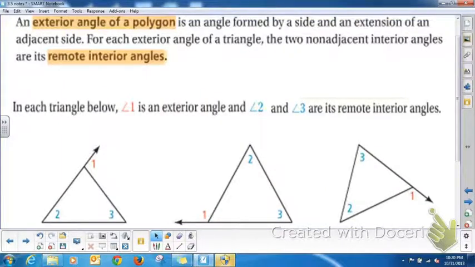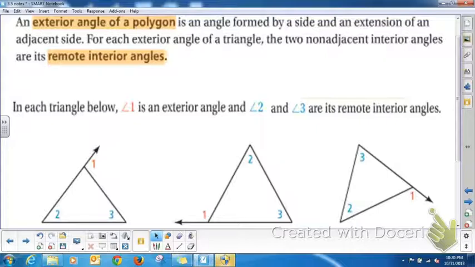The next thing we're going to talk about is an exterior angle of a polygon. It's an angle formed by a side and an extension of an adjacent side. For each exterior angle of a triangle, the two non-adjacent interior angles are its remote interior angles. In each triangle below, angle 1 is the exterior angle, and angles 2 and 3 are its remote interior angles.